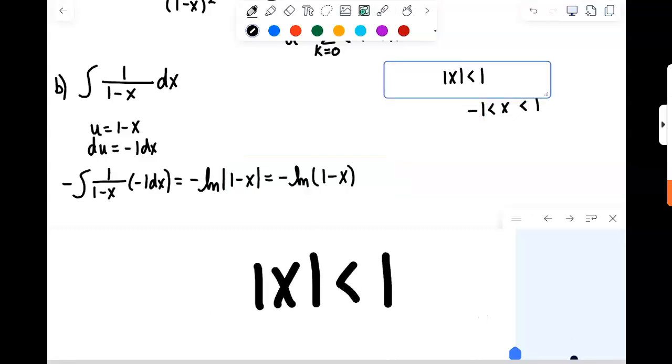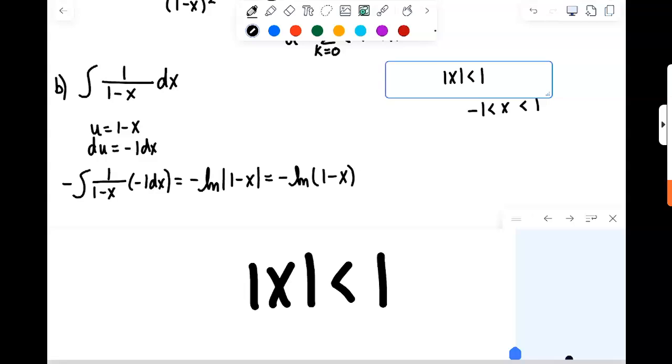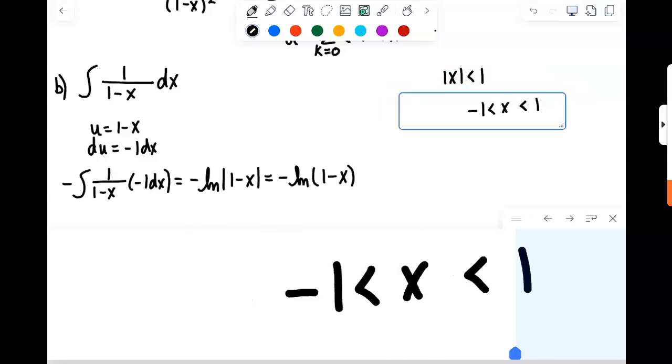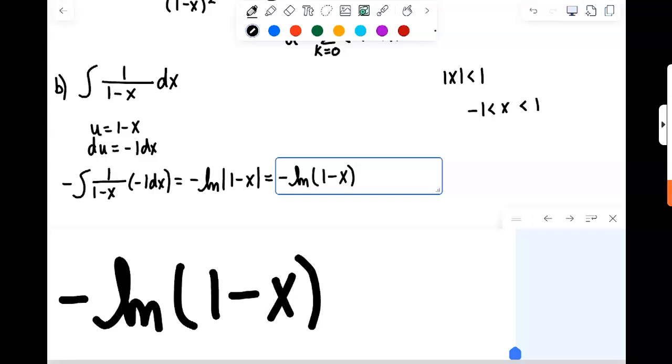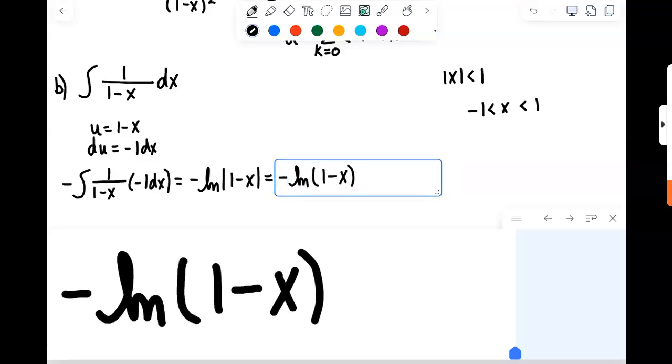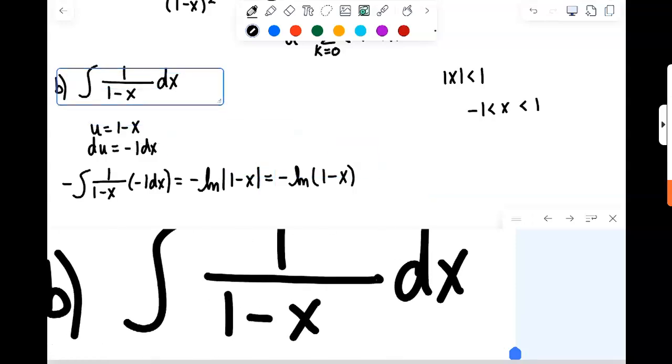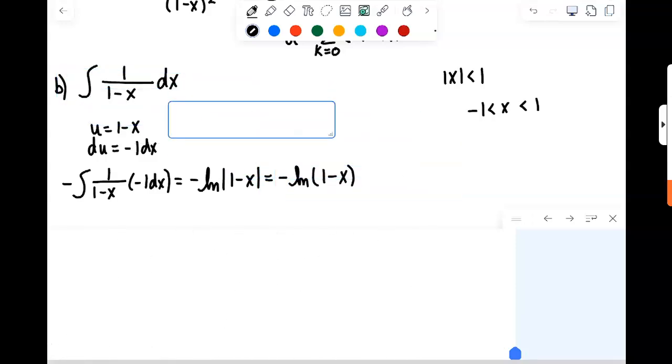We can drop the absolute value, right? Because this is going to be converging only when absolute value of x is less than 1. And so therefore we have negative ln of 1 minus x. Okay? So that's what the integral is.